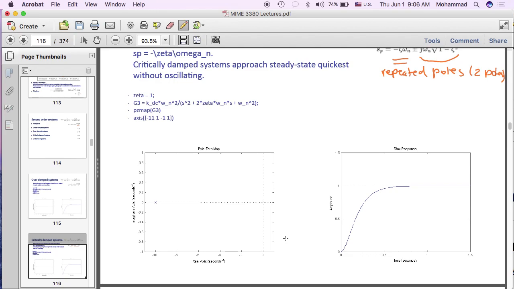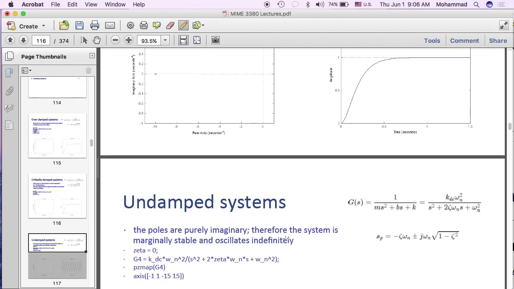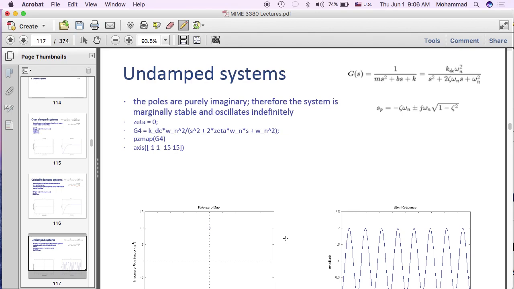What is left? What haven't we talked about in the four possible cases? The very last possibility is when zeta is exactly equal to 0. Now again, look at this portion where zeta is present. If zeta is exactly equal to 0, what can you say about the two poles? What kind of numbers are they going to be?